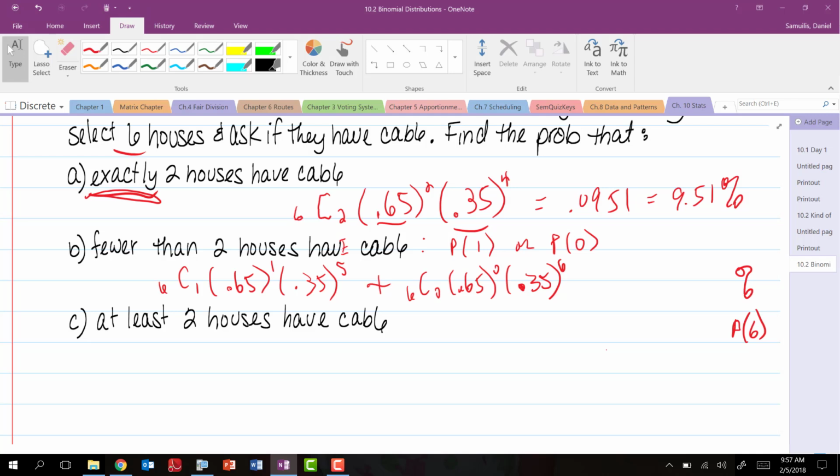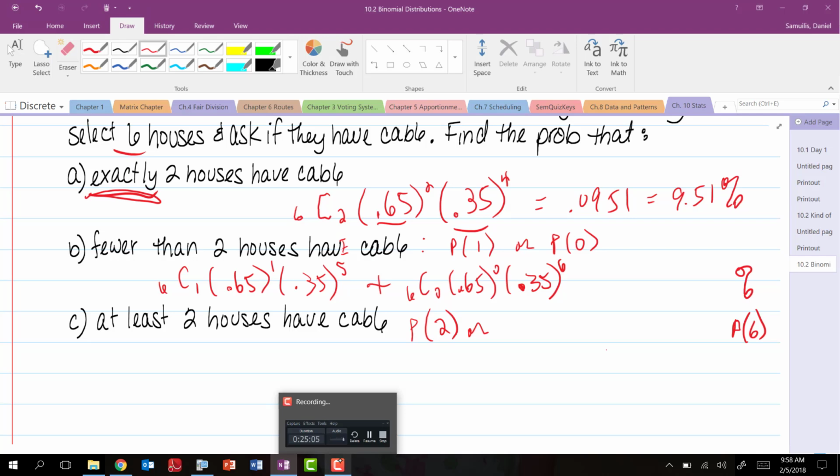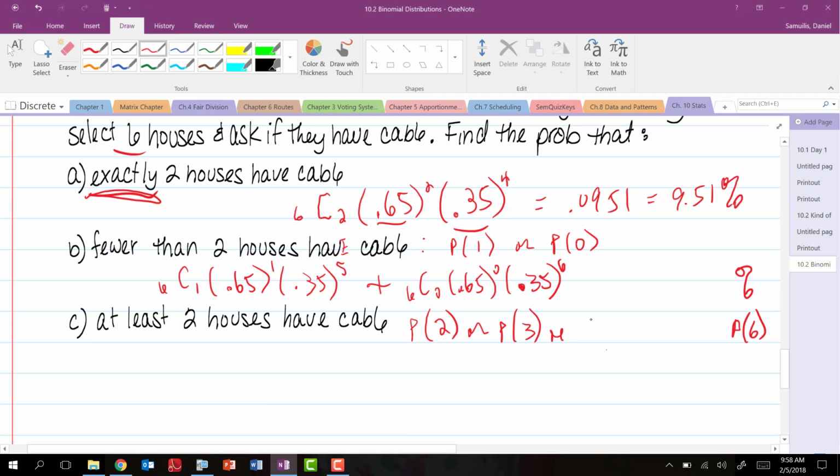So what does it mean at least 2 houses have cable? That means how many houses have cable? What are all the possibilities? At least 2 houses have cable. So that means 2 or more. So 2 or 3 or, we're rolling now.